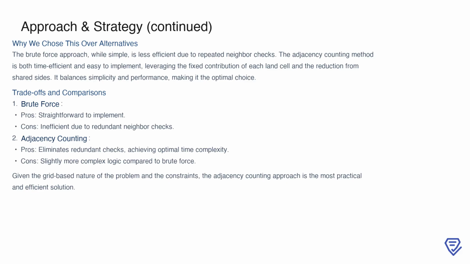Of course, there are trade-offs. The brute force method's simplicity makes it appealing for smaller grids or as a first step in understanding the problem, but its inefficiency becomes evident as the grid size increases. The adjacency counting method, while slightly more complex, achieves optimal time complexity and handles larger grids much more effectively. Given the constraints of the problem and the grid-based nature of the solution, adjacency counting strikes the right balance between simplicity and performance, making it the most practical and efficient choice for this problem.